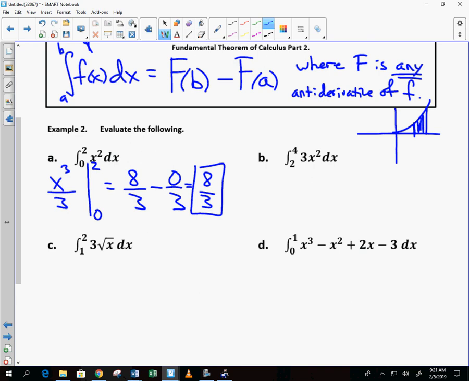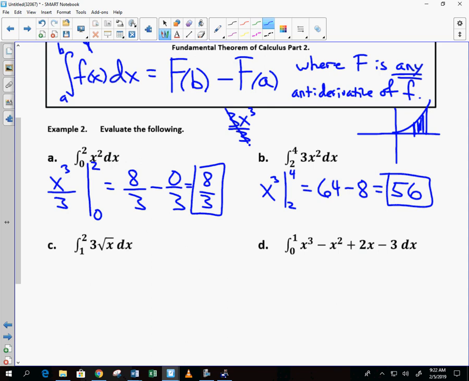So in order to evaluate this, I take the antiderivative of 3x squared. What's the antiderivative of 3x squared? You go 3x to the third over 3, which is just x cubed, and I evaluate it at 4 and 2. 64 minus 8 is 56. Look at that. Is that amazing?